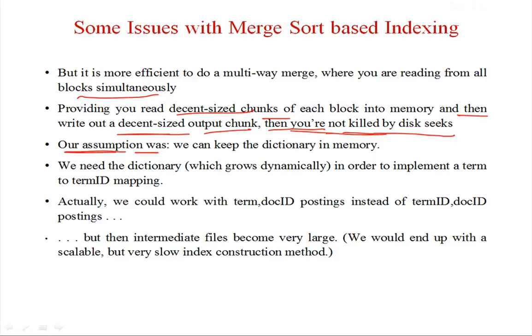Our assumption was that we can keep the dictionary in memory. We need a dictionary which grows dynamically in order to implement the term ID mapping that I already discussed. Another thing is, we could work with term document ID postings instead of term ID document ID postings. It can also save time, because then we can save our memory space that is consumed by the dictionary which maintains the term and term ID. But then the intermediate file becomes very large and we would end up with a non-scalable and very slow index construction method.